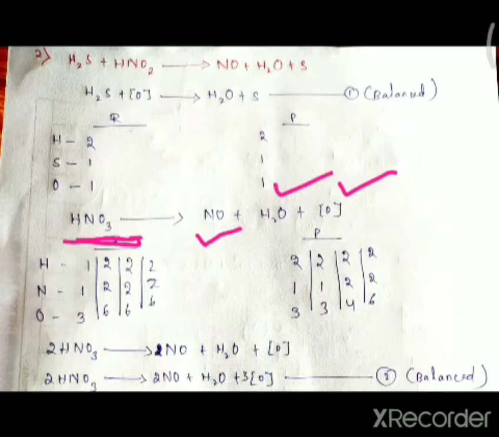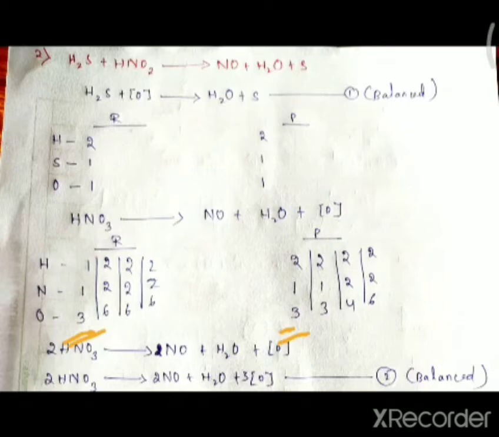So, in the reactant side, hydrogen 1 only is there, nitrogen also 1 and oxygen 3. And in the product side, hydrogen only 2, nitrogen 1 and oxygen 3. So you can see that this equation is not balanced. So, we have to balance it.